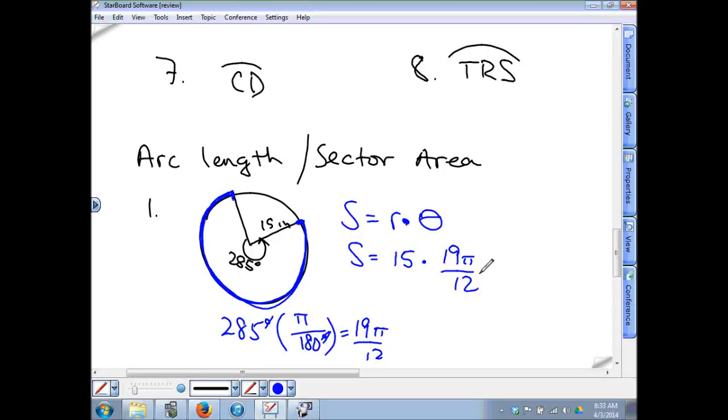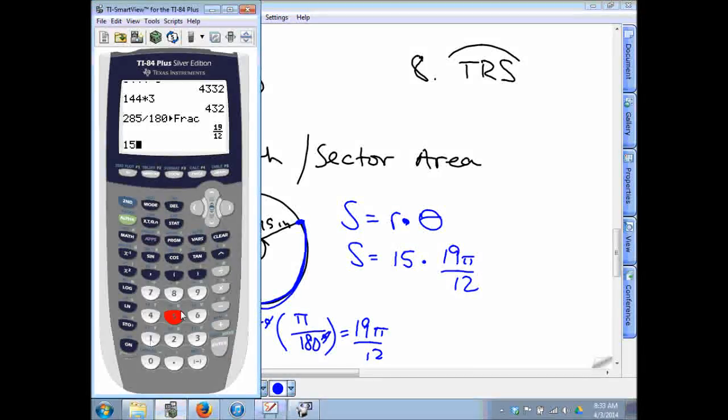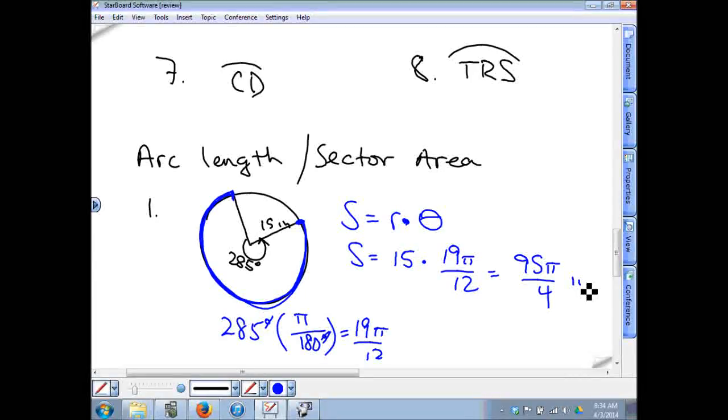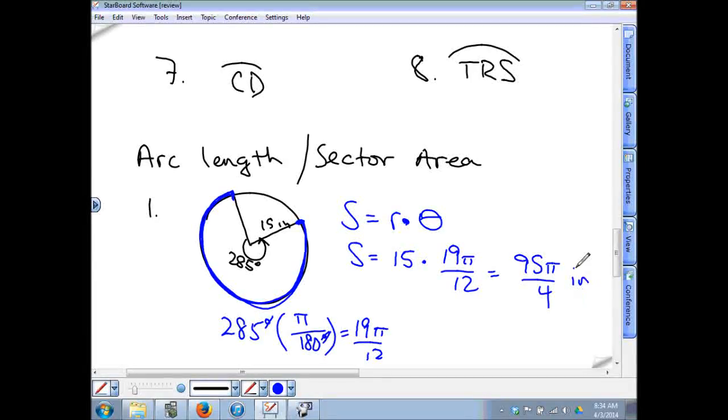And this also must be a simplified fraction. So on your calculator, type in 15 times 19. Hit enter. And then divide that by 12. That is a decimal. Turn it into a fraction. It's 95 fourths. So the answer is 95 pi over 4. And now you have to include the unit of measure. Inches.